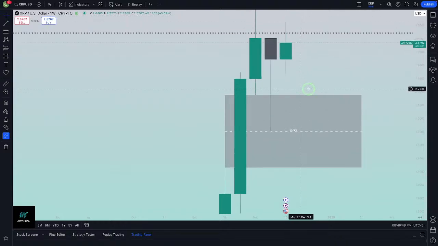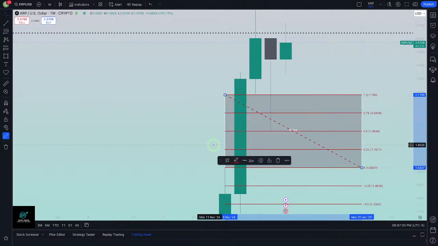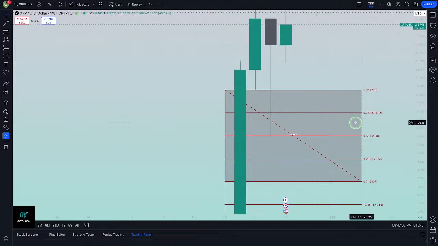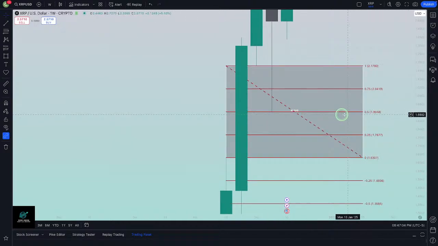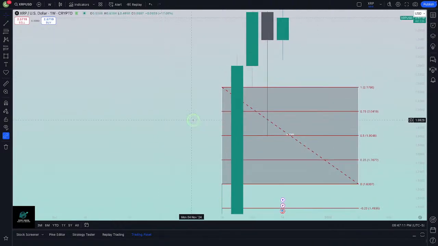Also with fair value gaps, guess what you can do? You can lay your Fibonacci from the high down to the low, and I'm doing it just like the wicks. And guess what you can do? You can measure the quadrants. We got the midway point. Y'all see how the 50% level lays directly over the midway point of that fair value gap? Y'all see that? And then the 75% level and the 25% level are the quadrants. We got the upper quadrant. We got the lower quadrant.